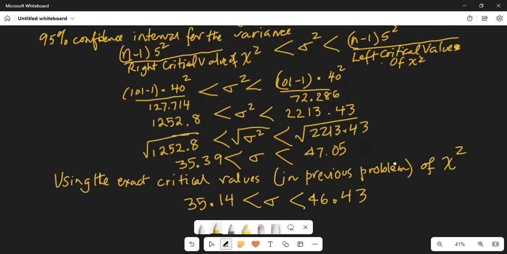So what is a large degrees of freedom? 100 is definitely a large degree of freedom. In that case, the chi-square distribution approaches a bell-shaped distribution. Normally, the chi-square distribution is skewed on the right tail, it is positively skewed. But when the degrees of freedom is large, it gets close to a bell-shaped distribution.